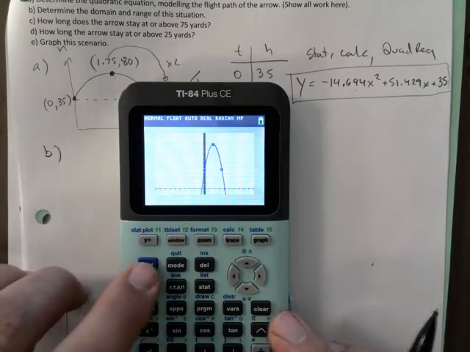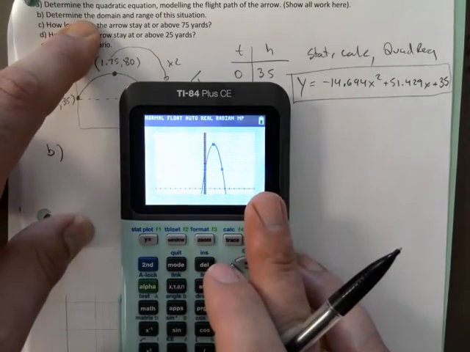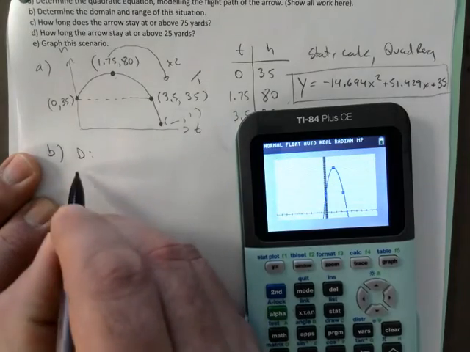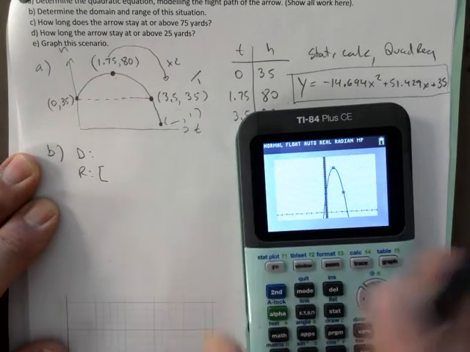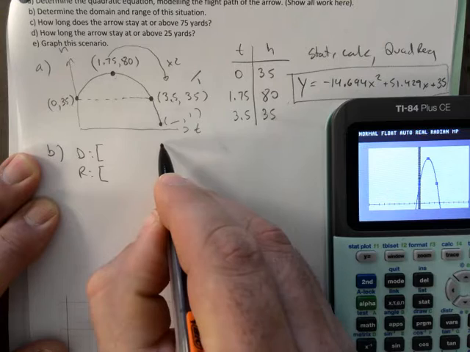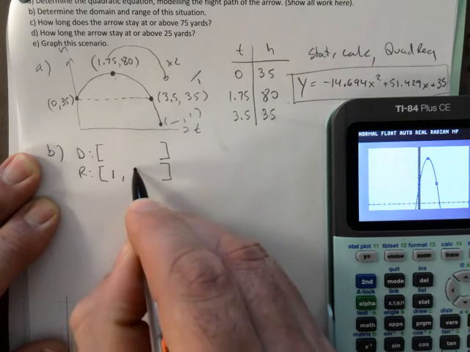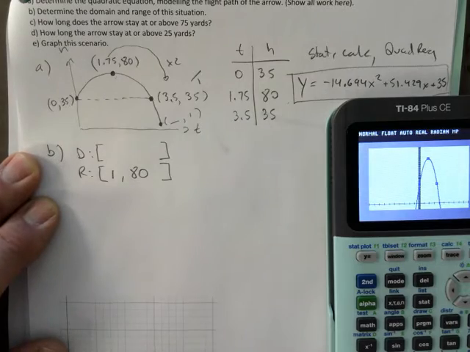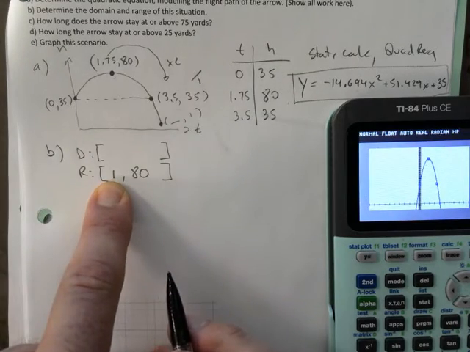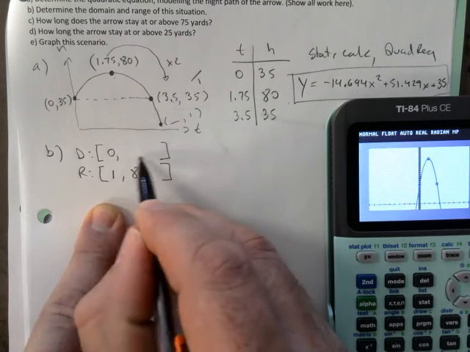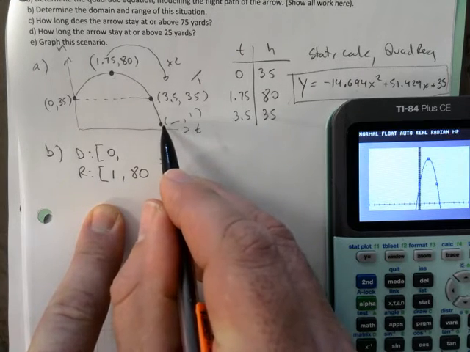That's good enough. So what is B asking? Determine the domain and range of the situation. I'm going to park that a little bit. The range goes from 1 to 80. That should be a given, right? We're not touching the ground, so the lowest is 1. The domain, we start at time 0, and this ends right here, okay?